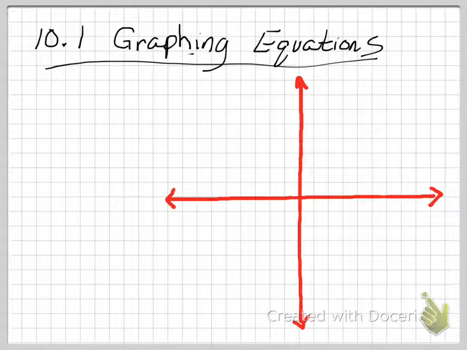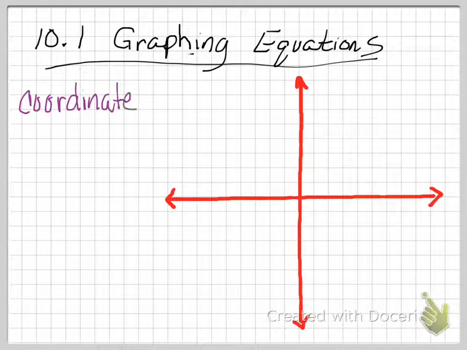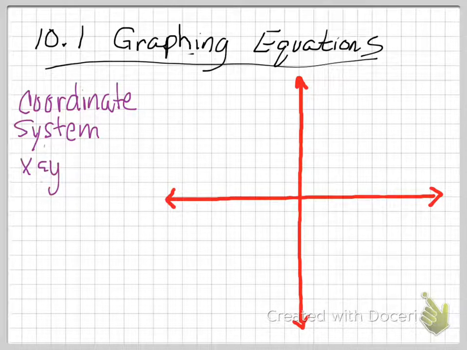So 10.1 graphing, there are a few vocabulary words you have to understand first. This is called a coordinate system, and it can also be called an X and Y plane.